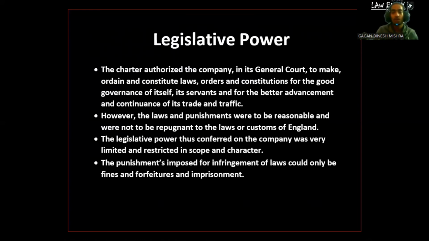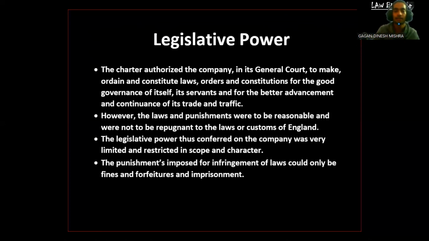So let us talk about now the legislative power which the East India Company had. The charter authorized the company in its General Court to make, ordain, and constitute laws, orders, and constitutions for the good governance of itself and its servants, and for the better advancement and continuance of its trade and traffic.